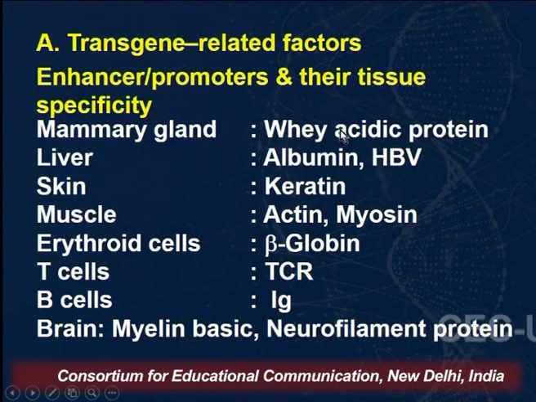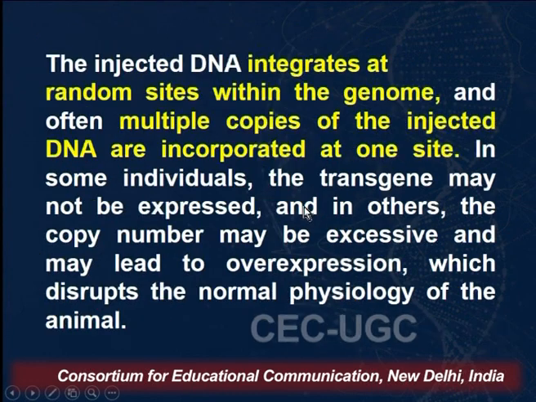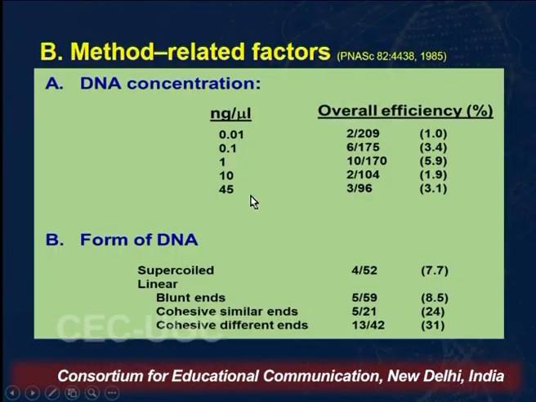As I said, there are certain specific promoters that you need to use if you want to express the transgene in particular tissues, such as mammary gland, liver, skin, muscle, or erythroid cells, so a number of promoters can be used to express in certain tissue types. As I said, the insertion is random, and the copy number can vary. This shows how the method related factors work: the DNA concentration will matter. A certain amount will not produce any transgene, but if you use a certain amount, a certain efficiency would be there. As for the form of DNA, linear DNA is going to produce more transgenics, while with supercoiled DNA probably no transgenics, or fewer, would be formed.